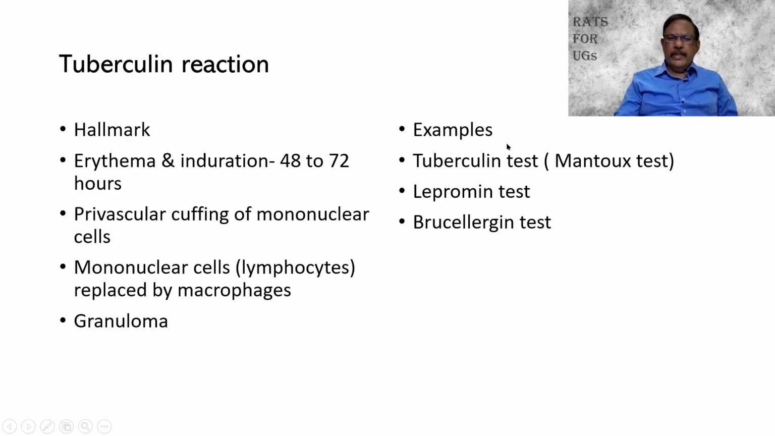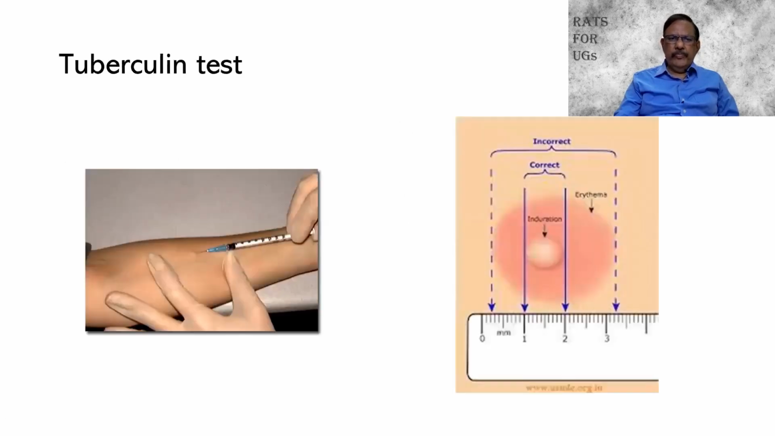The classical examples are the tuberculin test or the Mantoux test, lepromin test, and brucellosis test. These three we shall be memorizing. These are all classical examples of type 4 hypersensitivity. This is a Mantoux test being done. The antigen, purified protein derivative, is injected intradermally, after which you find an area of erythema and then induration. The induration alone is measured.